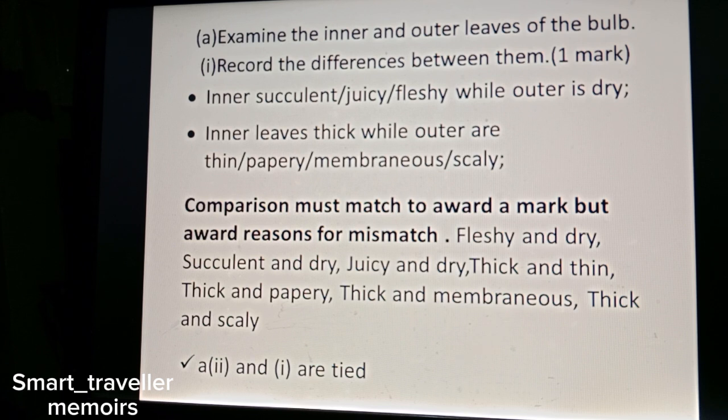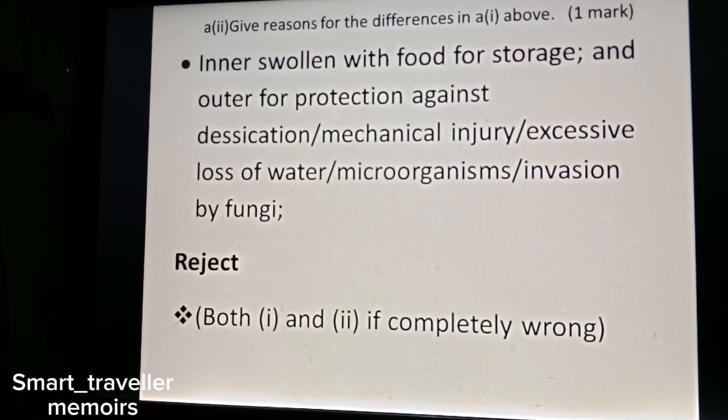A2 and A1 are tied. So if you fail A1, you cannot get A2. So A2. Give reasons for the differences. Inner swollen with food for storage and outer for protection against desiccation or mechanical injury or excessive loss of water or microorganism or invasion by fungi. Remember, you give only one answer. You don't stroke. Reject both 1 and 2 if completely wrong.